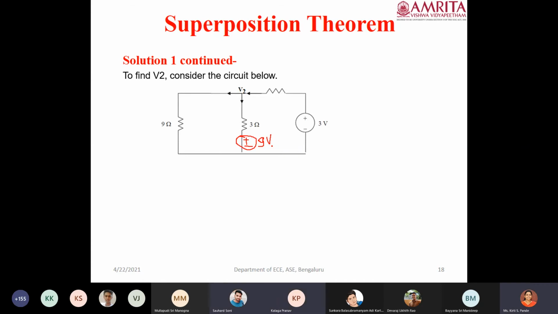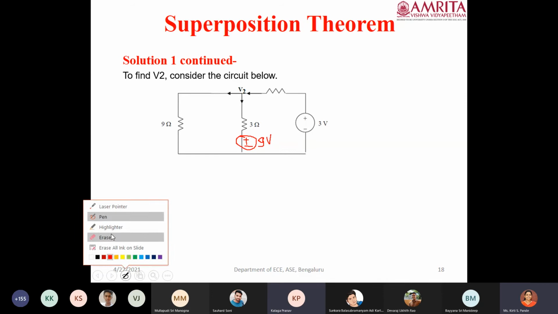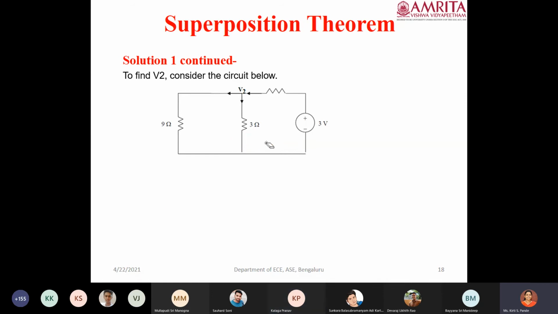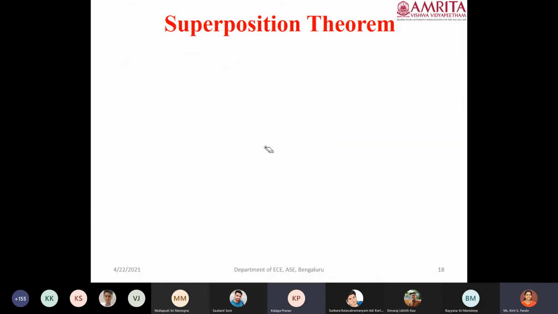Yes, ma'am. So now since the 9 volts need to be short circuited, that is turning off. So obviously, I have turned off the 9 volts.